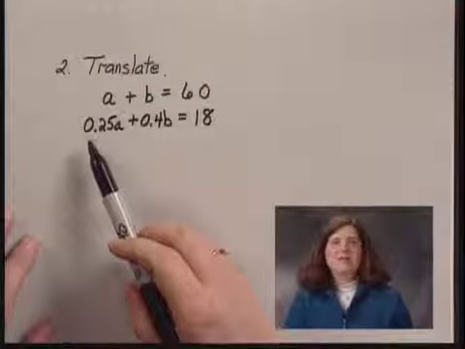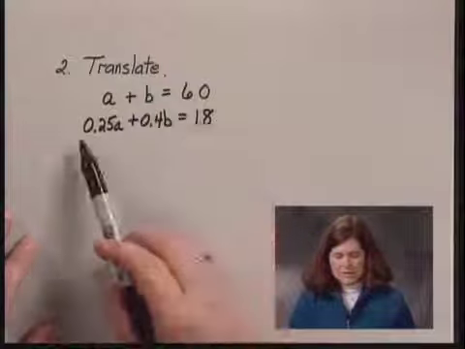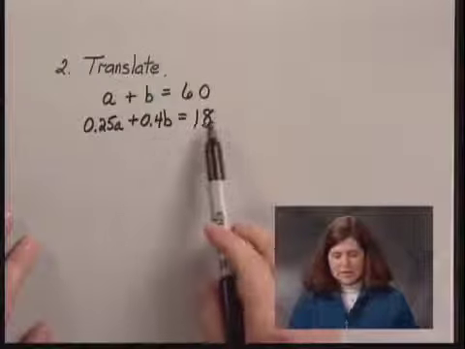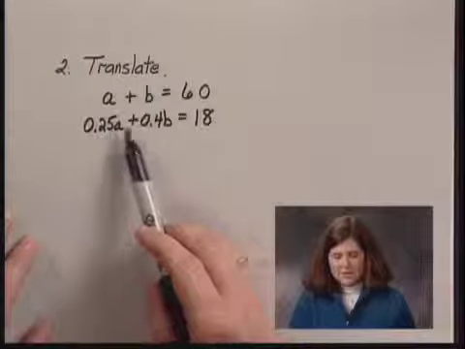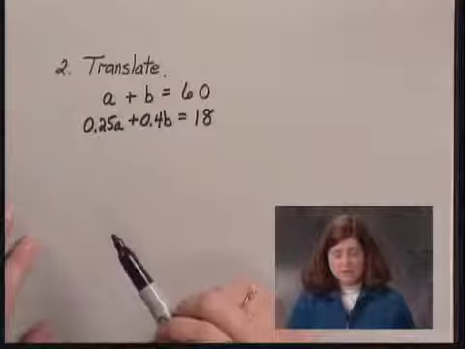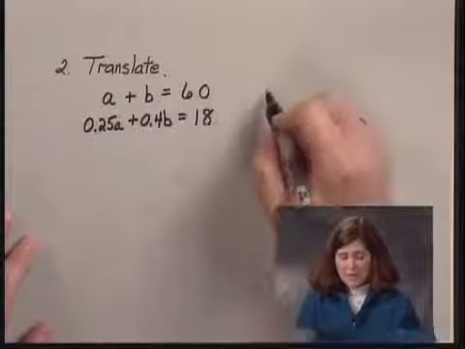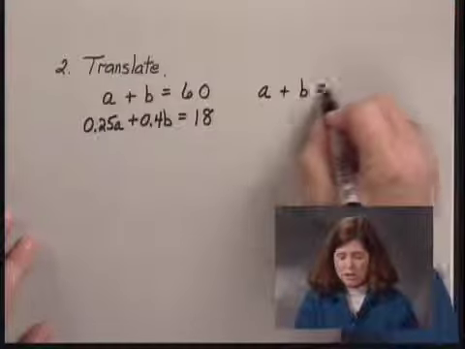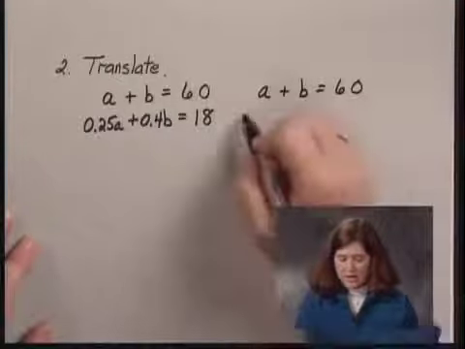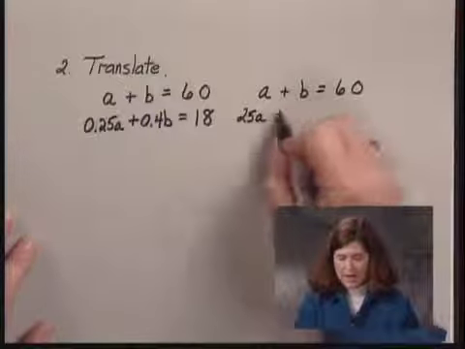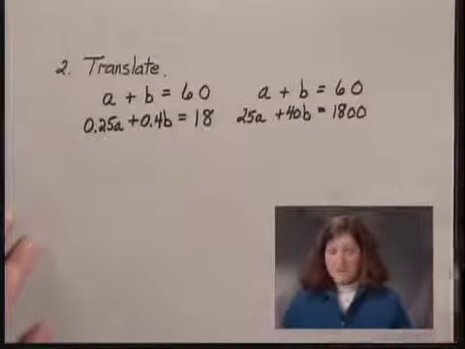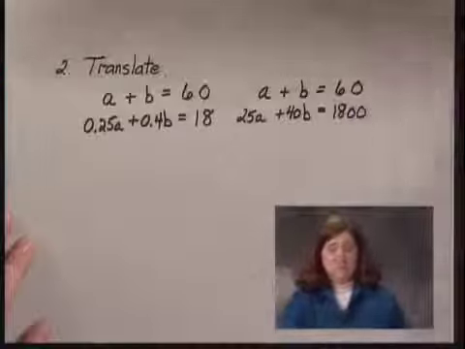Now, before we go ahead to the next step, solve, let's take a look at this second equation, and we're going to clear decimals in order to make it a little bit easier to solve. We have hundredths here, tenths here, and no decimals here. If I multiply everything by 100, I will have no decimal places left. I'm going to copy my first equation and not change it. Multiplying everything in my second equation by 100, I have 25A plus 40B equals 1800. And now I'm ready to go to my next step, and that is to solve the system of equations.